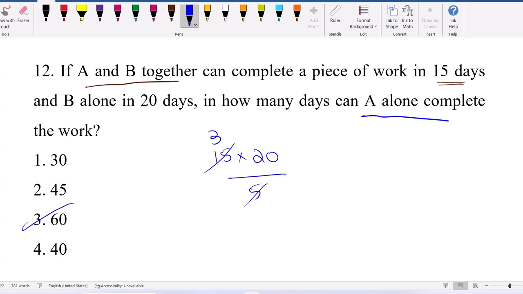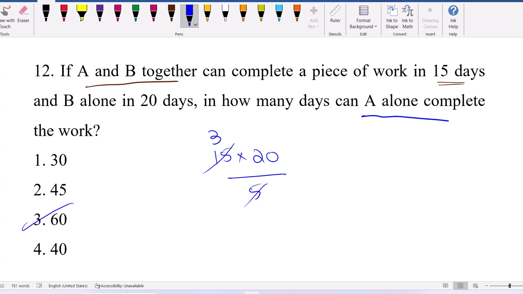See, very simple. Together means less time or more time? Less time means the denominator should be more. That's why summation. Alone means more time or less time? Compared to together, more people, less time. Alone means one person, more time. More time means the denominator should be small. That's why difference. Easily you can remember.